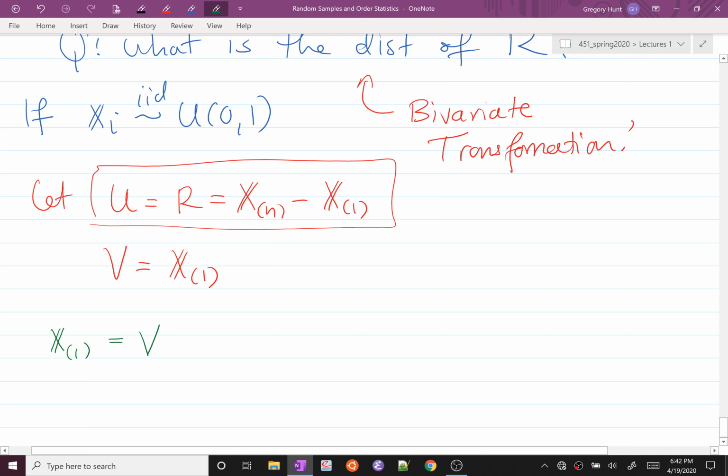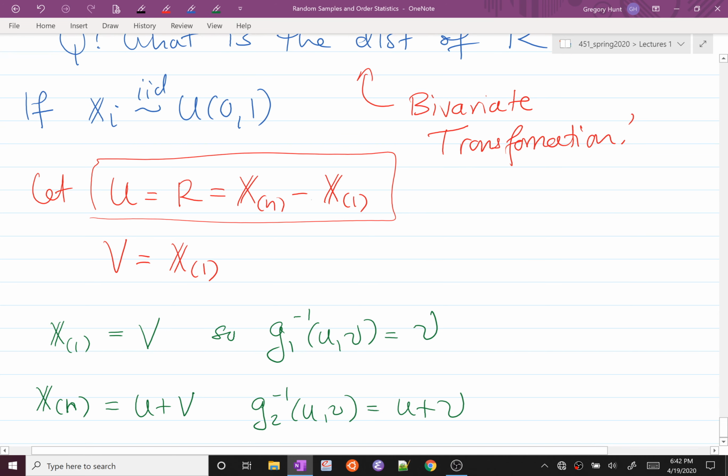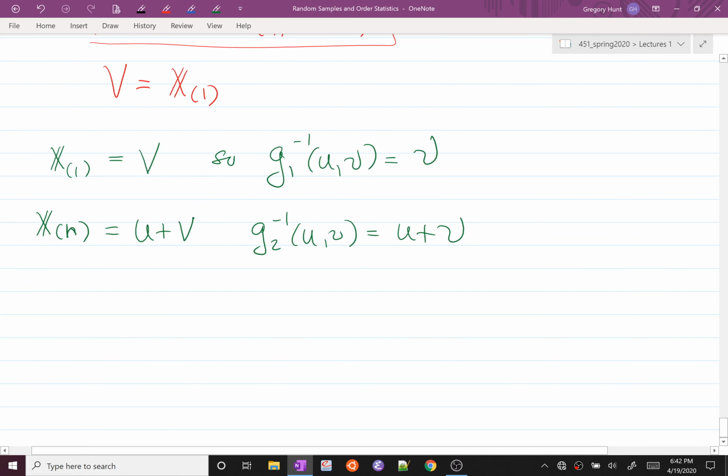And so G1 inverse of, say, U, V is just V. We want to get the maximum, so we want the inverse transformation to get the maximum. This should just be U plus V, right? U is xn minus x1, plus x1 just should give us xn. So G2 inverse of U and V should be U plus V. So those are my inverse functions.